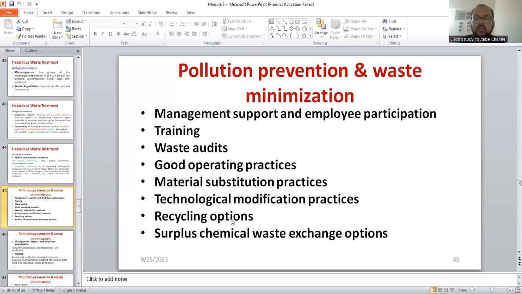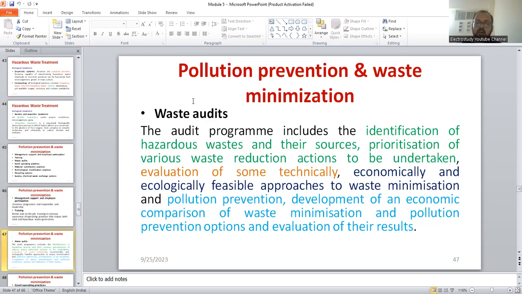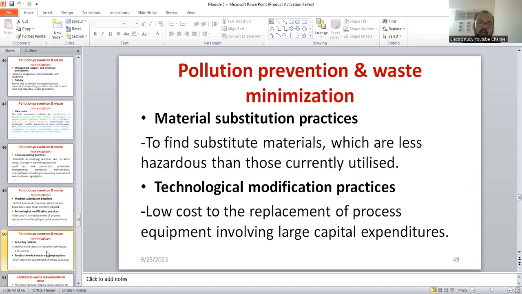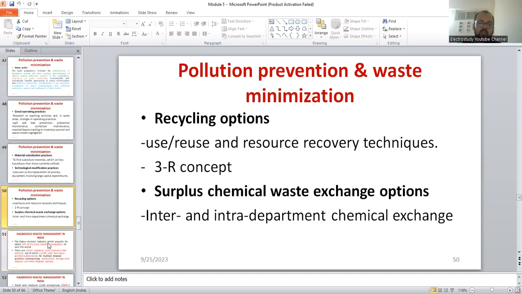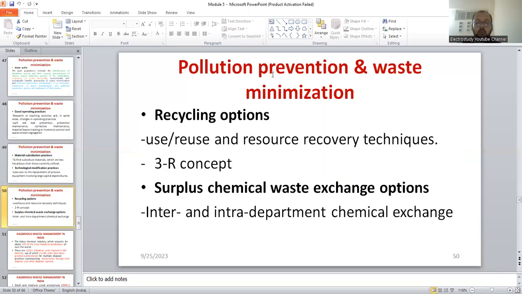Then recycling option, the 3R concept: reduce, reuse, and recycle. Then surplus chemical and waste exchange options. So these are the various pollution prevention techniques. For your betterment, I have prepared notes also. You can go through this. Pause the video and make a note of this. Waste audit, good operating practices, material substitution practices, technological modification, recycling option, surplus chemical, waste exchange. So these are the various pollution prevention and waste minimization techniques.